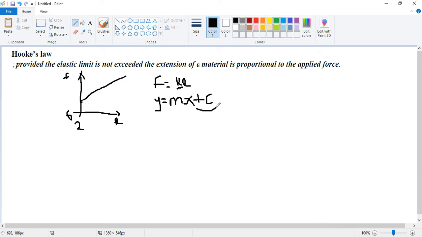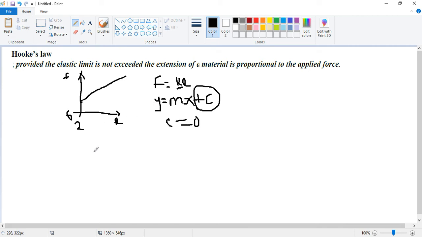If a graph starts from the origin 0, 0, even if they have not drawn it to start from the origin, then the intercept c should be equal to 0. So if you have a graph of force against extension, or it can be extension against force. Maybe I forgot to mention that normally a graph of extension against force is plotted rather than force against extension.